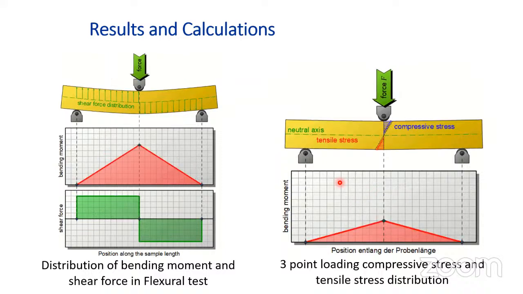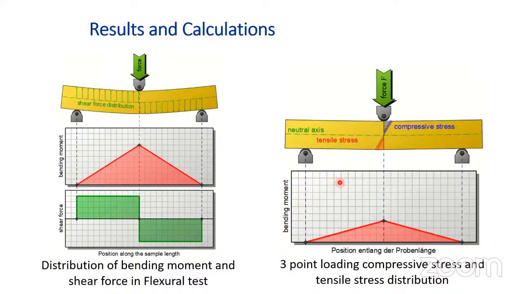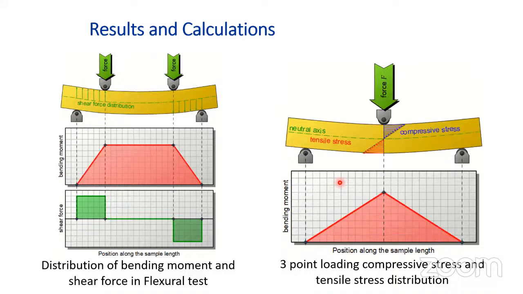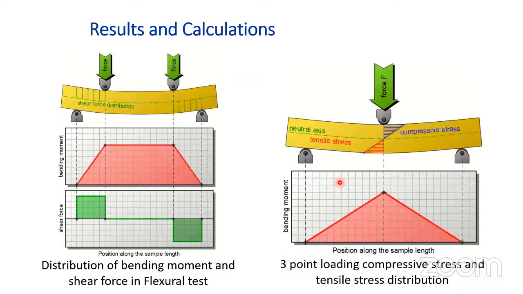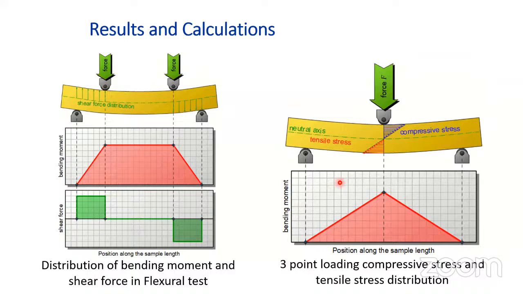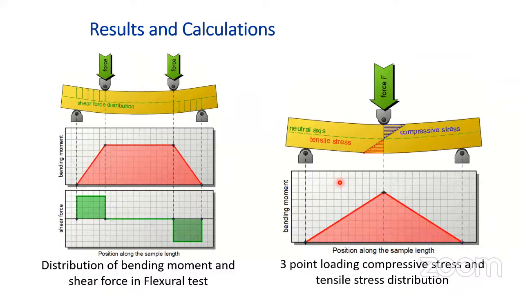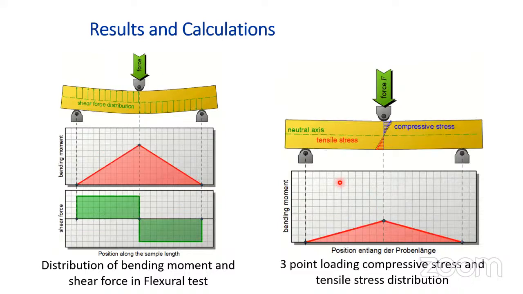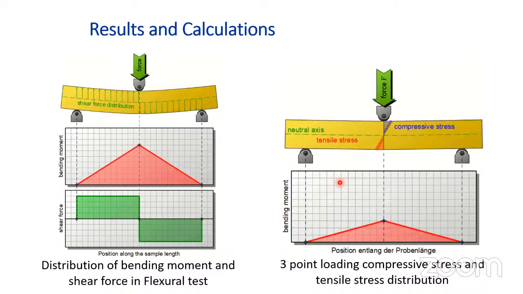Here you can observe the distribution of bending moment and shear force in the flexural test. If you see the very first picture, you will see both types of bending, 3-point bending and 4-point bending. In 3-point bending, you can observe the distribution of your shear force in the graph, as well as in 4-point bending.